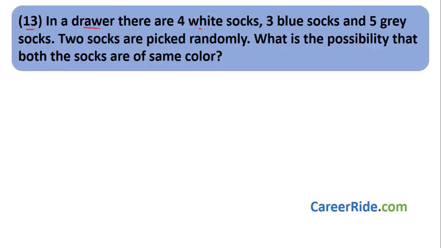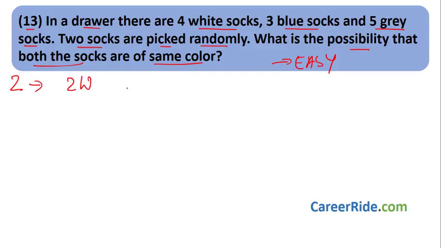In a drawer, there are 4 white socks, 3 blue socks and 5 grey socks. 2 socks are picked randomly. What is the possibility that both the socks are of same color? Very easy. Again, let us see what to do. We need to choose 2 socks. Both have to be of the same color. Okay. So 2 socks.